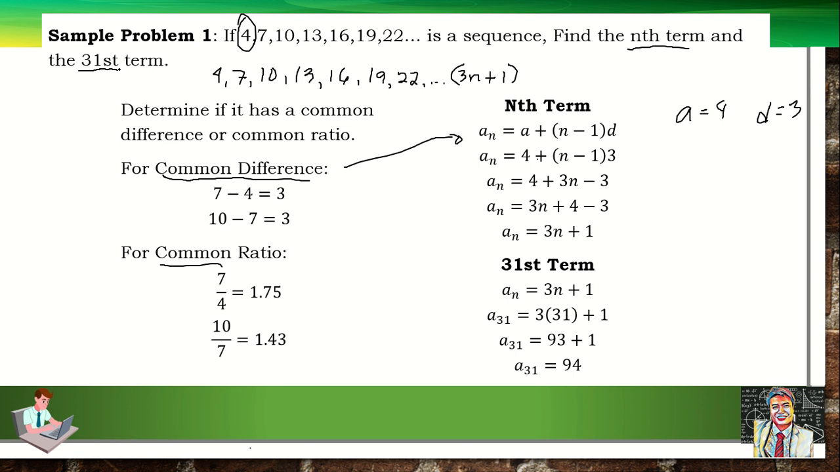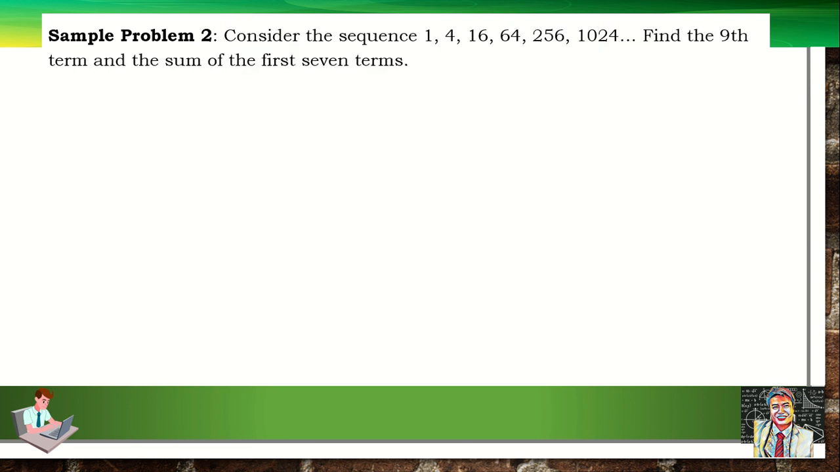Okay? So, that's sample problem number 1. Proceed tayo sa sample problem number 2. Consider the sequence 1, 4, 16, 64, 256, 1024. Find the 9th term and the sum of the first 7 terms. Tingnan natin.